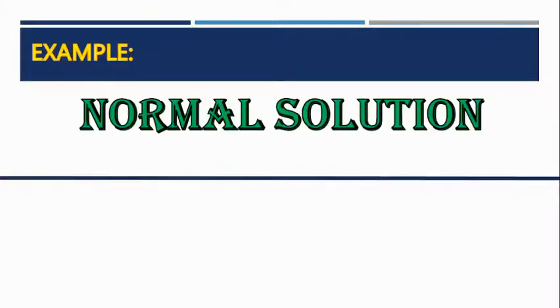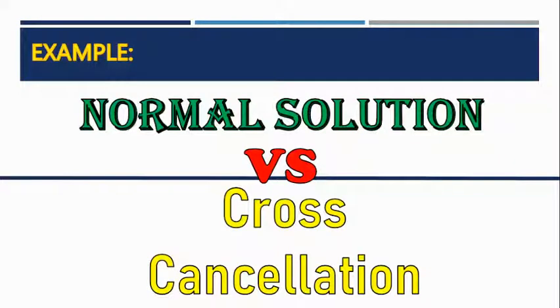So let's start. In discussing the examples, I will be solving it first in the normal way of solving it, the way I've discussed before, and second, the cross cancellation way, for us to really find out whether it is easier. So let's have example number 1, 2/3 times 1/2.